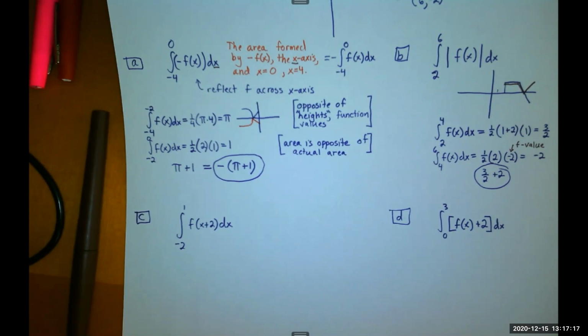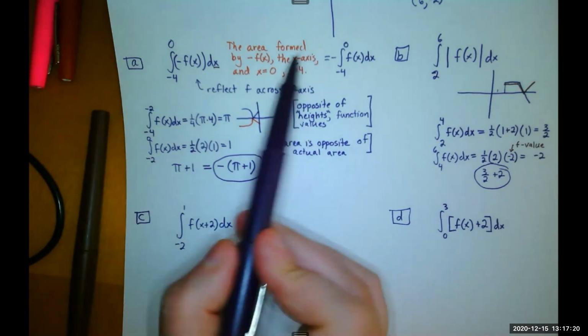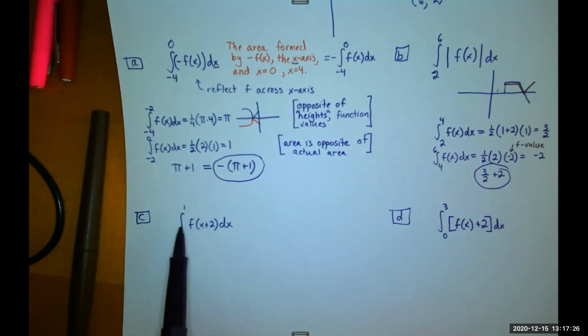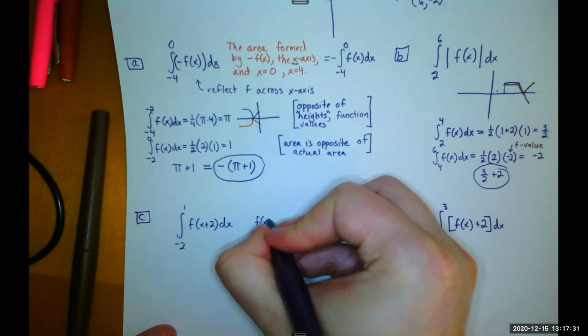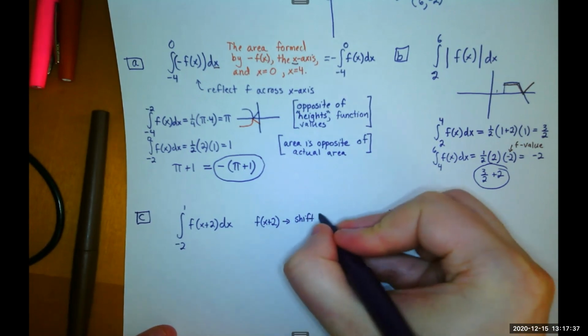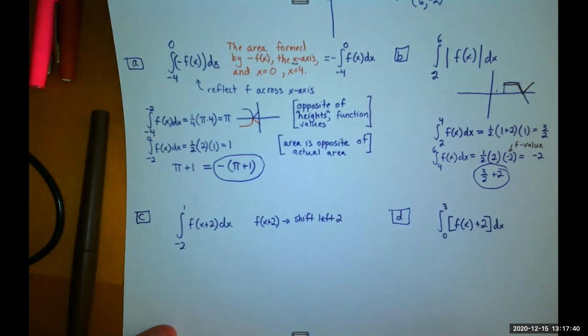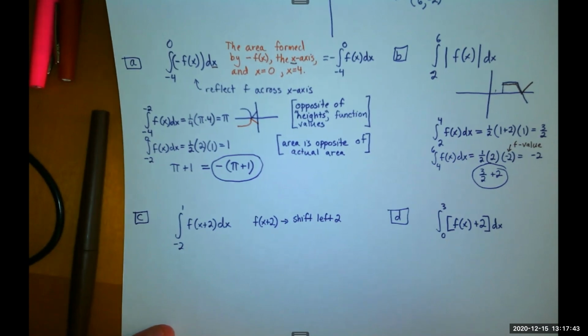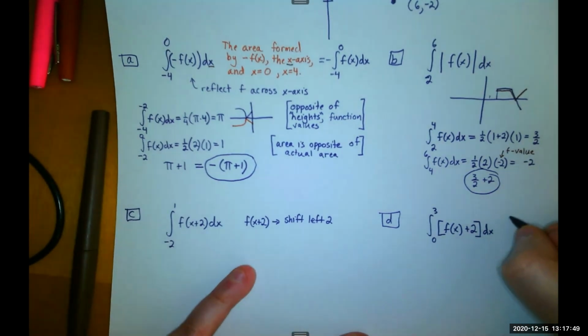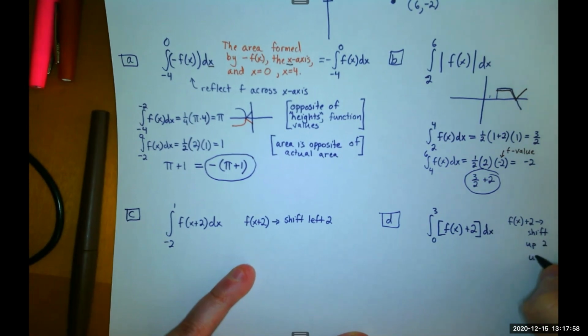Remember, it's not just enough to read that. You need to comprehend what you're reading. So we want the area formed by f of x plus 2, the x-axis, and x equals -2 to 1. But f of x plus 2 needs some translating, doesn't it? So what does f of x plus 2 mean? It means we shift left 2 units, right? That's what that notation means. How about this one here? What does f of x plus 2 mean there? We shift up 2 units.